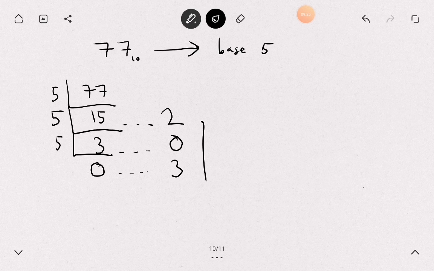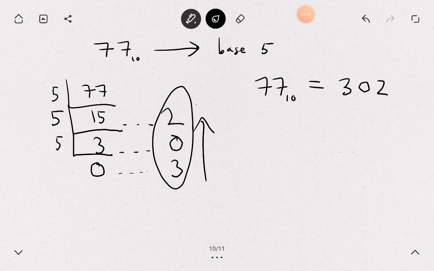Then you read it this way. You take the remainders and read them upwards. So you have 77 base 10, which is equal to 302 in base 5.